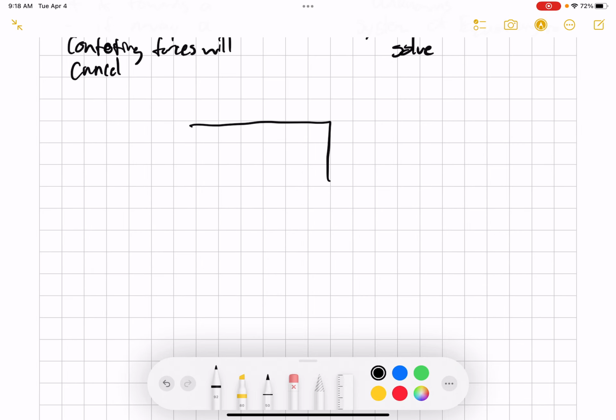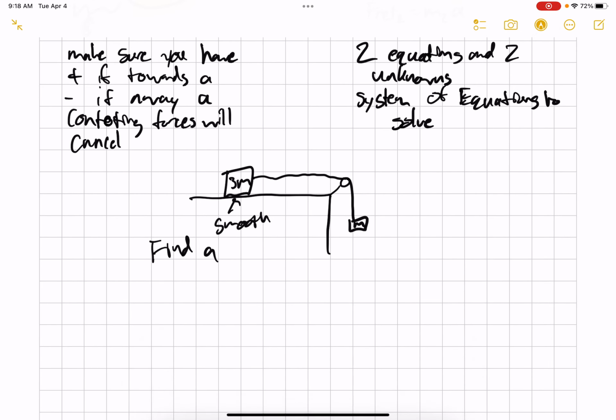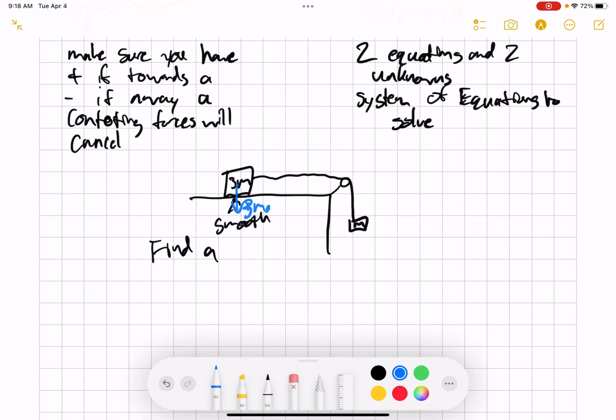So let's say I have something like this. I have a table, I have a block. Let's make this smooth. Remember, smooth means no friction. Okay, let's make this a 3m block, and then over here I have an m block, okay? And it says find the acceleration. So let's first of all draw our free body diagram. Here I have 3mg. I would prefer that you use a 3mg here, since that mass is 3m and not just an mg.